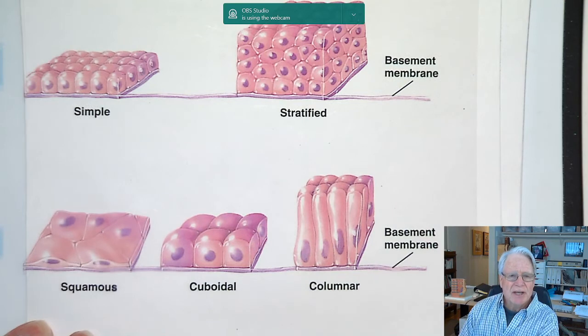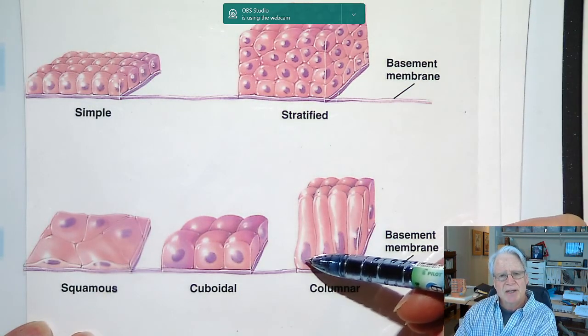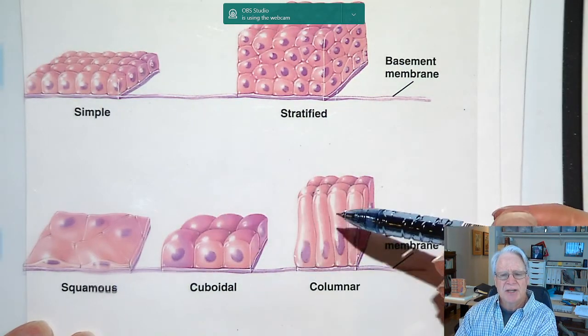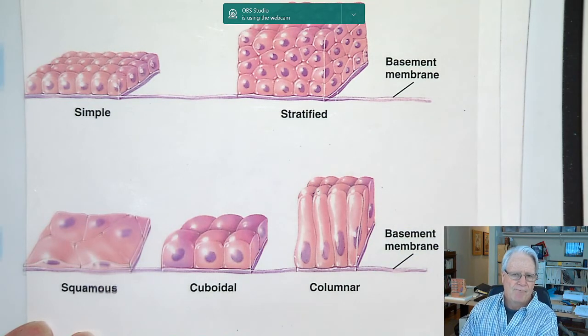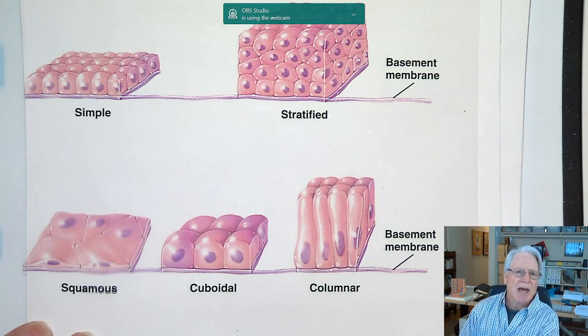If you said simple columnar epithelium, you would be absolutely correct. You have a single layer, simple, and the shape columnar: simple columnar epithelium. Okay? So hopefully you get the hang of this. And of course I can start to mix and match.